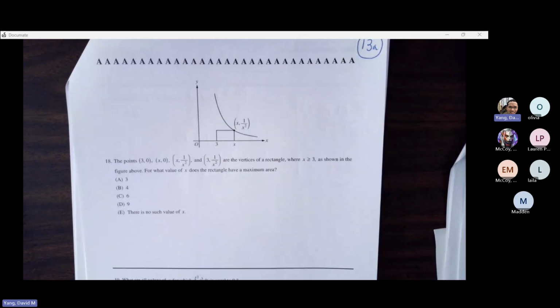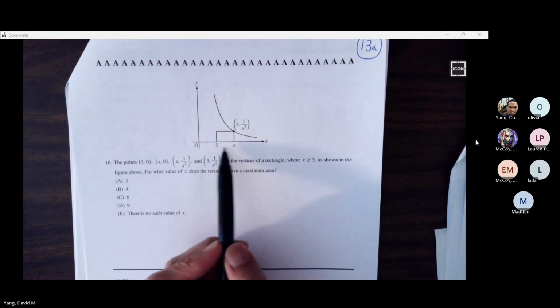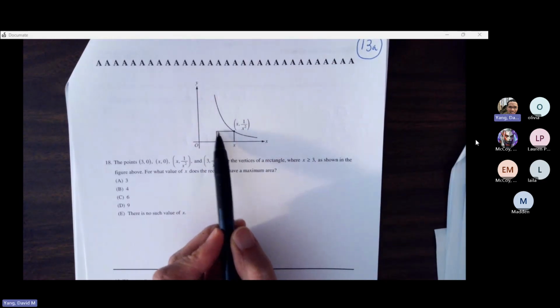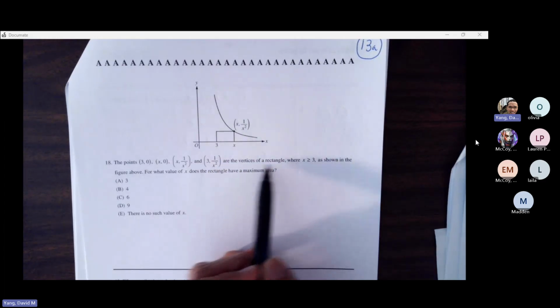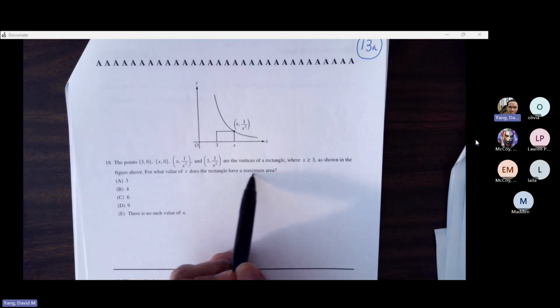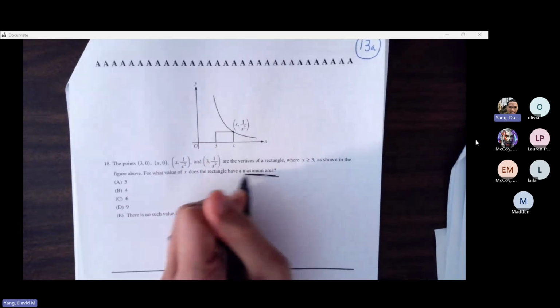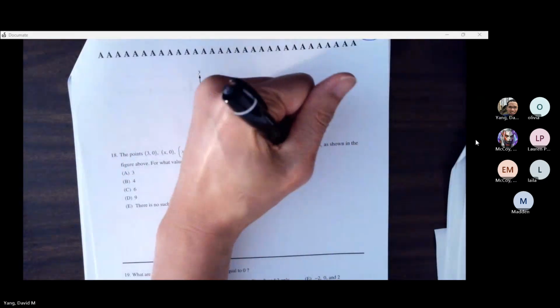All right, page 13, number 18. The points (3, 0), (x, 0), (x, 1 over x squared), and (3, 1 over x squared) are vertices of a rectangle. For what value of x does the rectangle have a maximum area? So here it's rare, but we have a problem involving optimization.